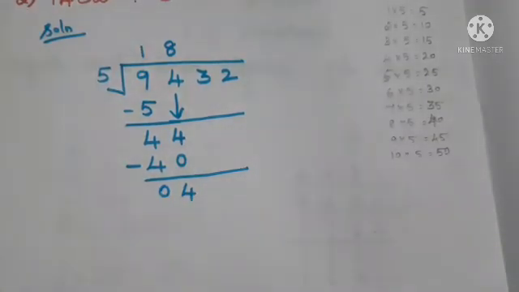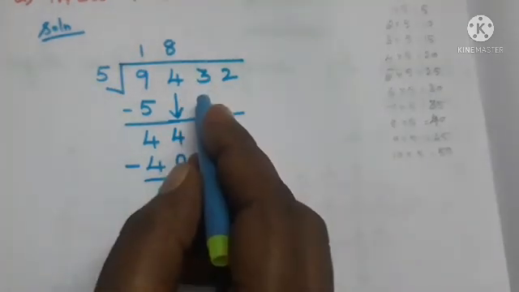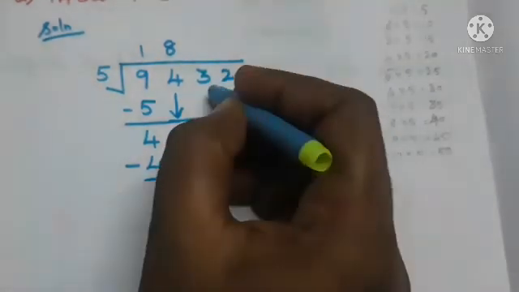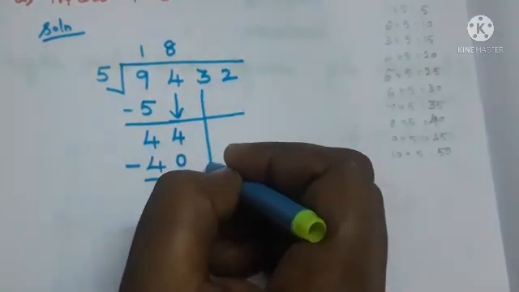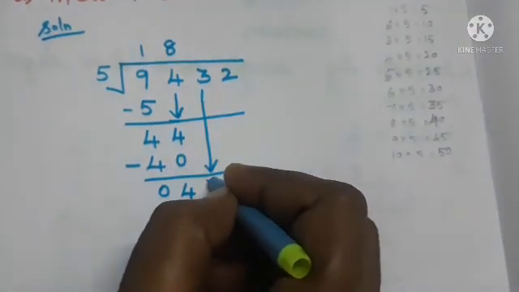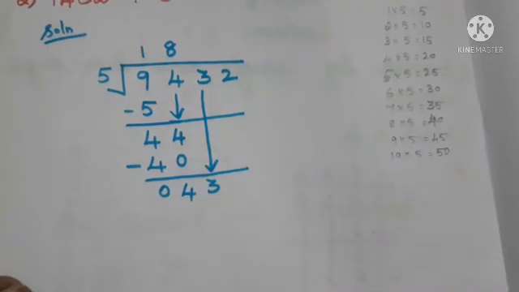Okay ma, 4 we have. So remainder is 4. Next is what ma? Next place value is tens place value. That tens place value we want to bring to the down. So there we have 3 in the tens place value. Now we have 4 and 3 as 43.